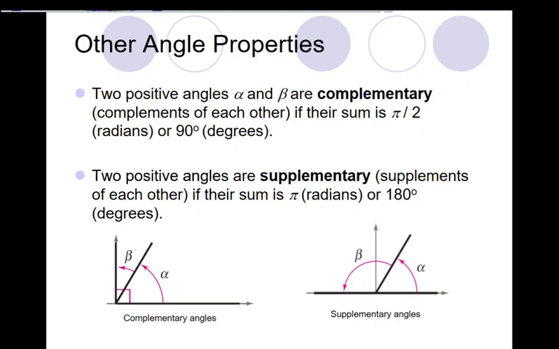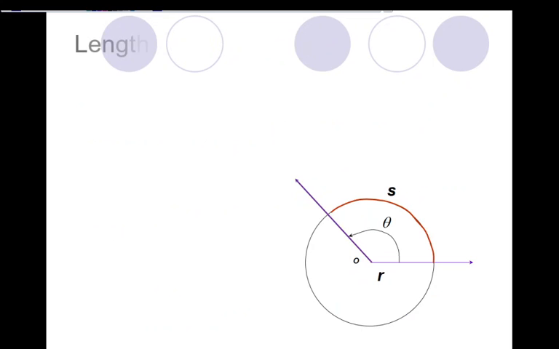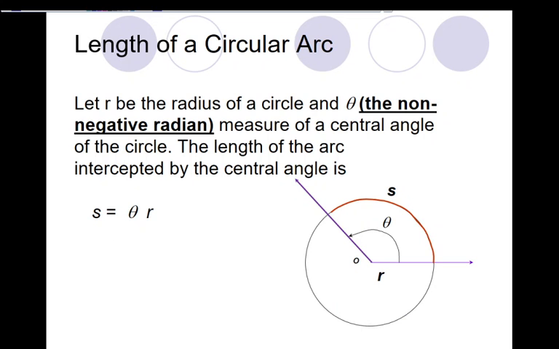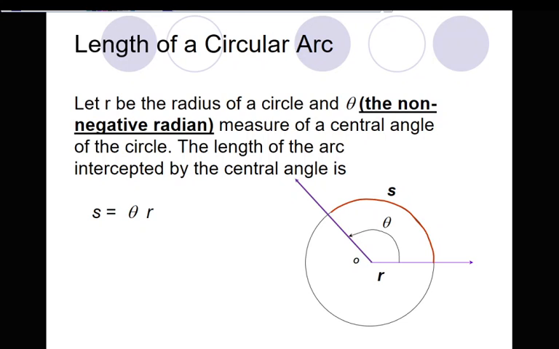Now, length of a circular arc. Let r be the radius of a circle and theta the non-negative radian measure of a central angle of the circle. Again, central angle means the angle itself, its vertex is at the center of the circle with its terminal and initial side in the circle itself. So the length of the arc intercepted by the central angle is what we call S. And S equals theta times r.